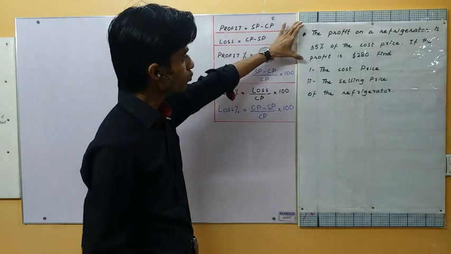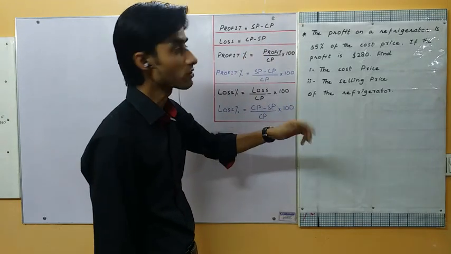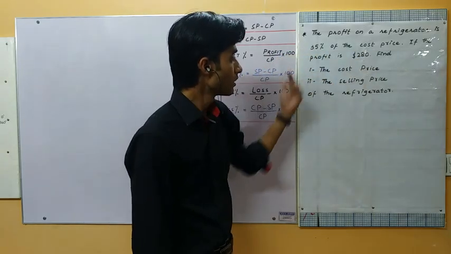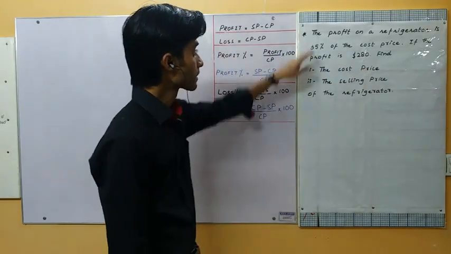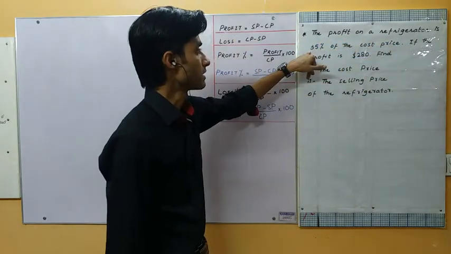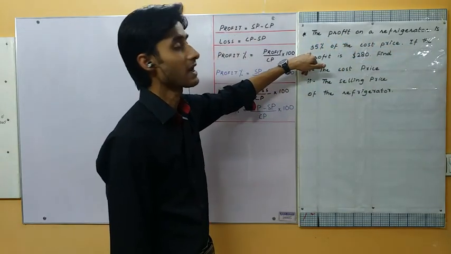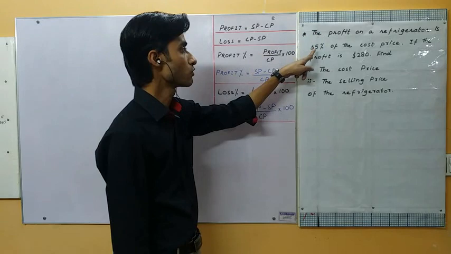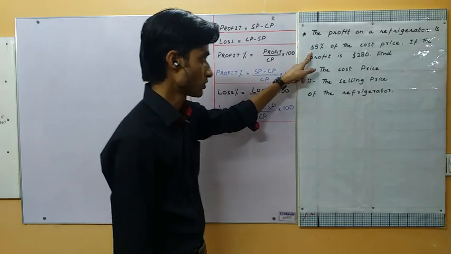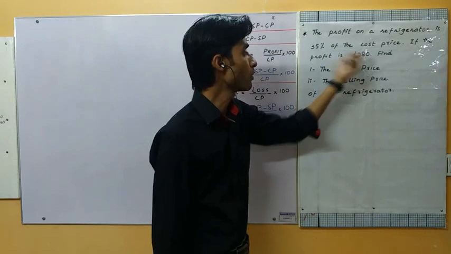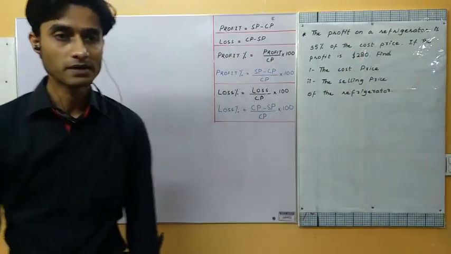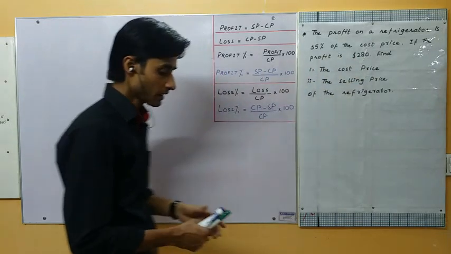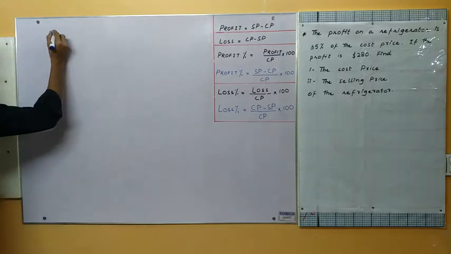First of all, if I go through the word problem, there are two things given: 35% of the cost price and $280. First of all, you will have to identify what these things are. The profit on a refrigerator is 35%. So this is a percentage, and this can either be profit percentage or loss percentage. Since I am talking about the profit, this becomes the profit percentage. If the profit is $280, this is a quantity, not a percentage. This is $280, and this is the profit.